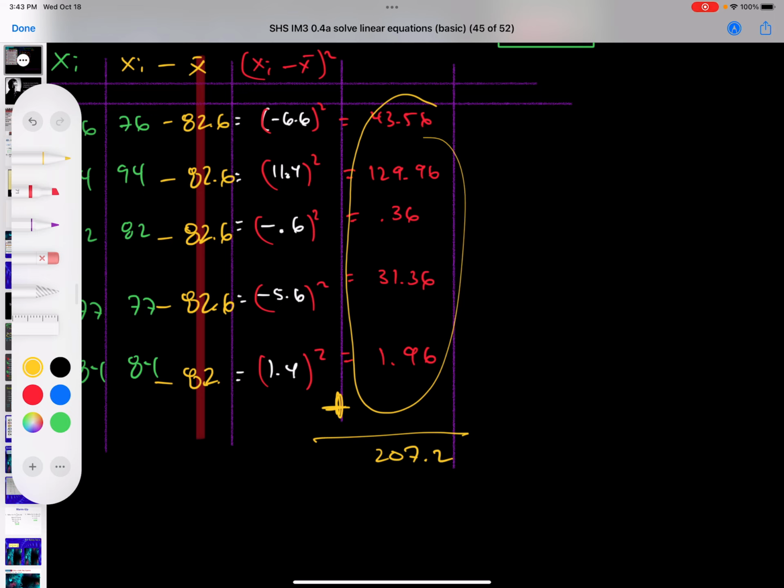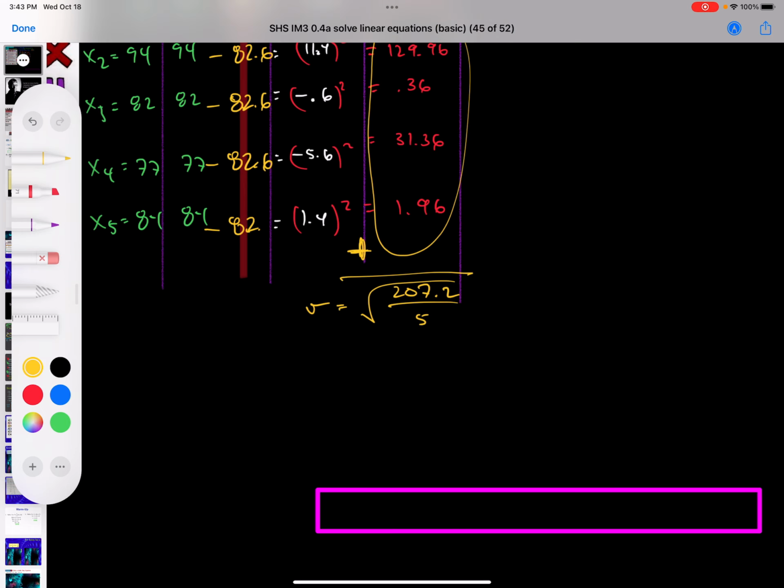Okay, you could do 2 things here. What I did is I just took this value and divided by n. So when you do 207.2 divided by 5, that in green gives me 41.44. And I still need to take the square root. When I take the square root of that number, I will get 6.437. And then it did tell us to round to the nearest tenth.